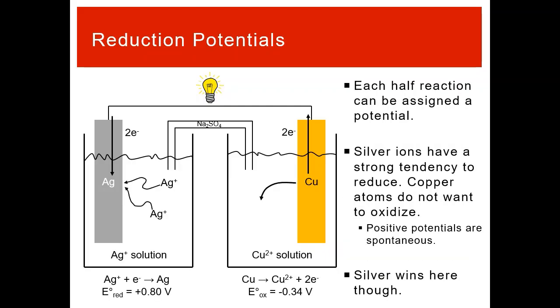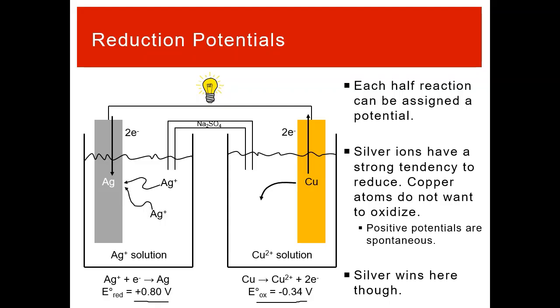So each half reaction here, for example, if I'm doing a reaction of silver and copper, the silver is doing reduction, and we could assign that the potential for silver to do reduction is, say, plus 0.8. Copper is doing oxidation, and the potential for that is negative 0.34. So when we look at these numbers, again, positive potentials show a tendency for spontaneous. So in this case, the silver has a tendency to be spontaneous.